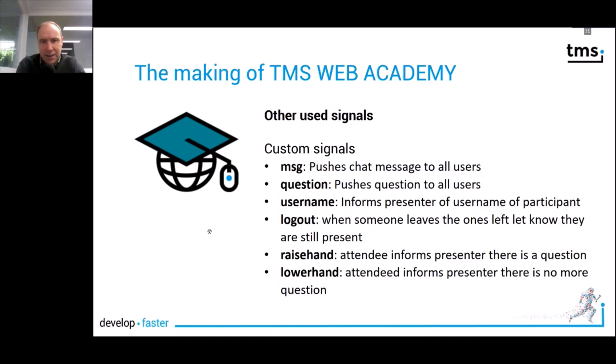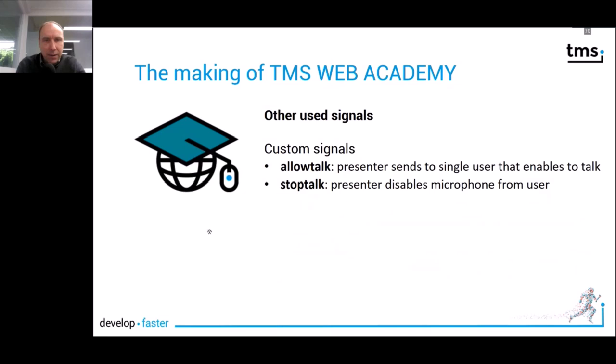And then we have the raise hand and lower hand signal. So if you click the raise hand button, that signal is sent from the client and is received, listened to by the presenter. And the same applies for the lower hand signal. And from the presenter, there is also a signal going out from presenter to client, the allow talk signal. And that signal indicates that the microphone of the client can be enabled. And the stop talk signal is a signal that will actually stop the publishing of the microphone stream at the side of the client.